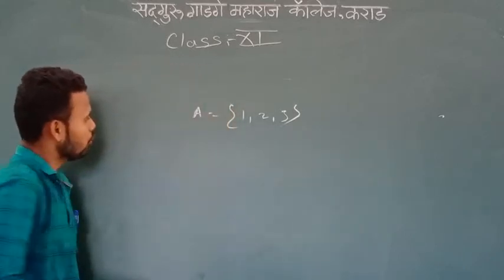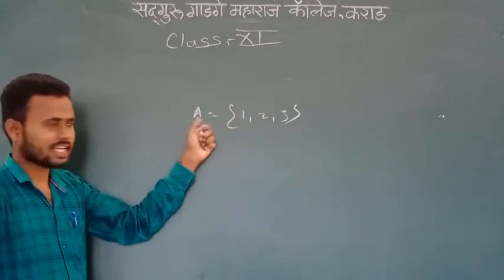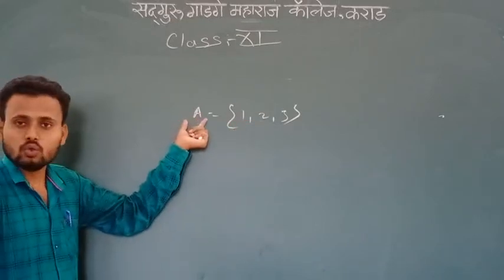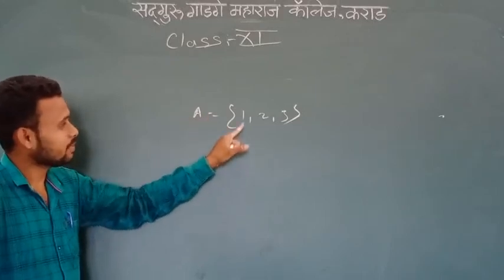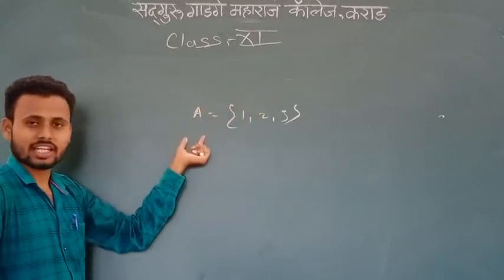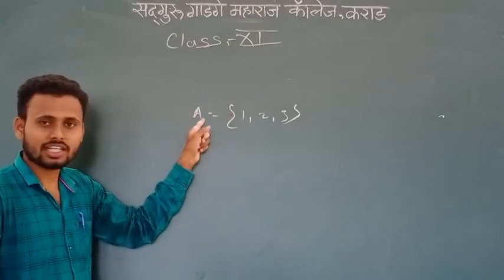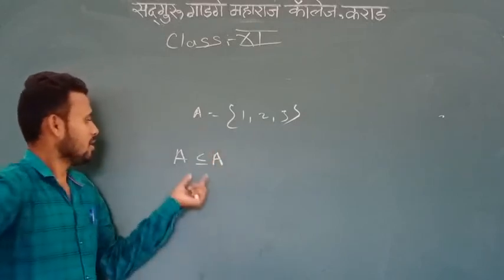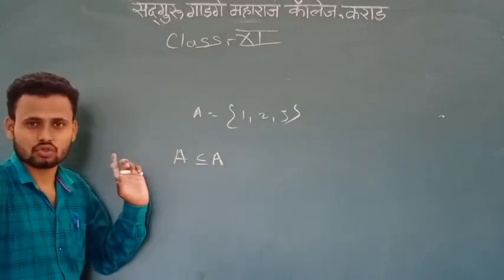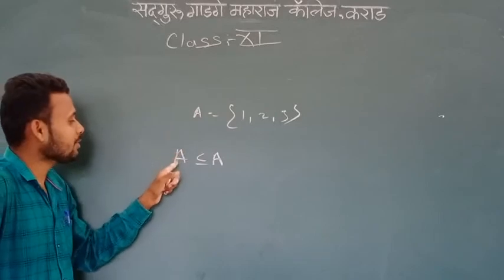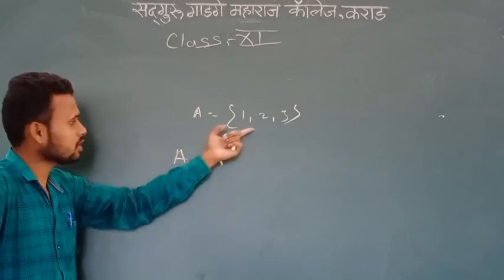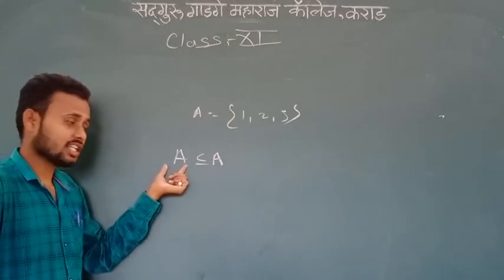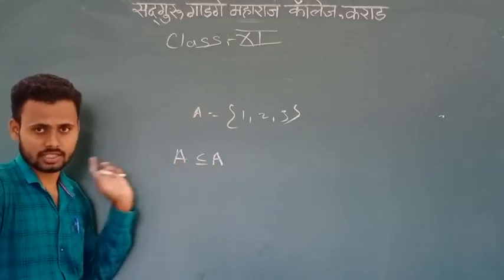Now suppose we have only one set A equal to the set containing elements 1, 2, 3. One property is that every set is a subset of itself. Every set is a subset of itself means A is a subset of A. Why? By the definition of subset, every element of A is also an element of A. Therefore every set is a subset of itself.